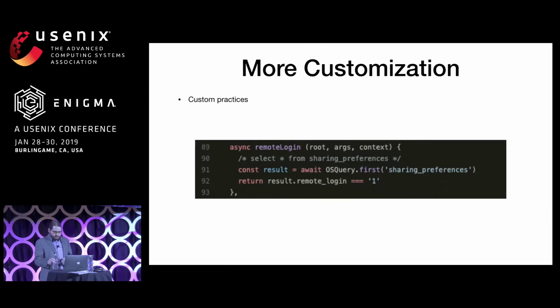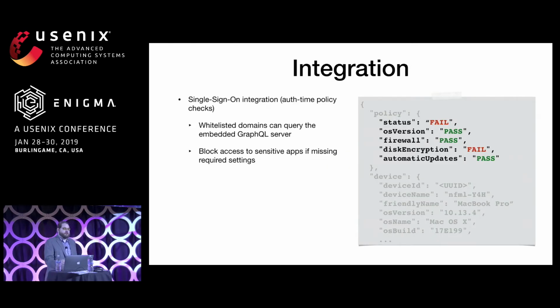And finally, at Netflix, we've integrated this Stethoscope app with our single sign-on system so that it's actually doing policy checks at auth time. The way this works is when a Netflix employee goes to access an internal web application at Netflix, they're redirected through our single sign-on flow. That flow, because it's on a whitelisted domain of netflix.com, can query the embedded GraphQL server in the Stethoscope application and retrieve the status of all these different practices. And that lets you do things like block access to sensitive apps. So if you have financial data stored somewhere and you don't want anyone accessing it without disk encryption enabled or automatic updates or whatever, you can do that.